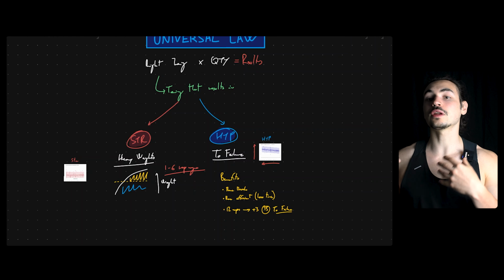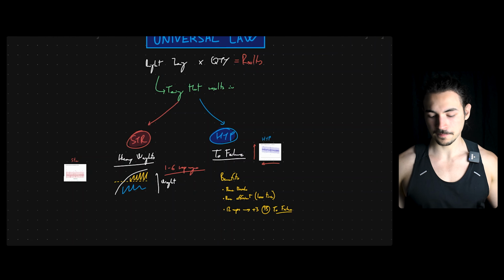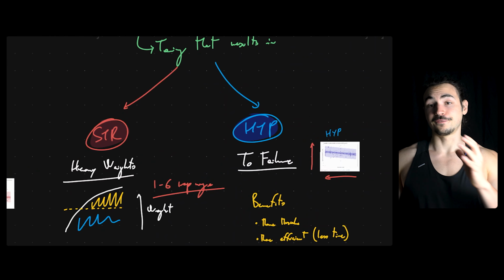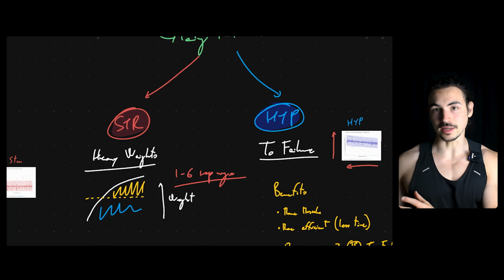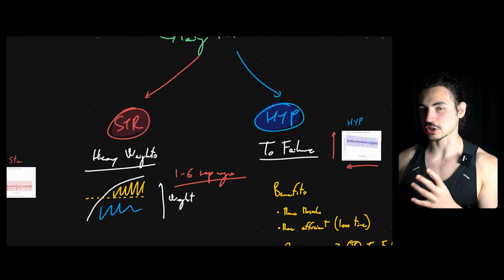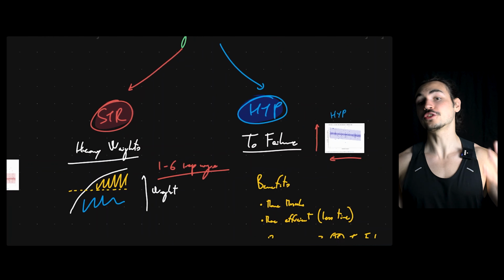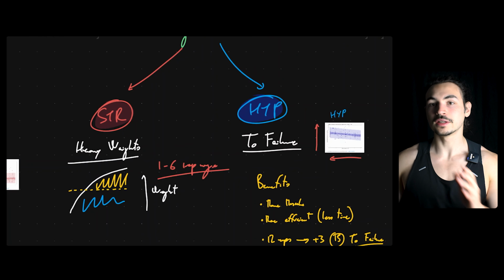And when I train for both strength and hypertrophy, what I do is, first in the workout, I do strength and I train with heavier weights because it's that important to be fresh. Strength first, and after that, I do hypertrophy work to failure.